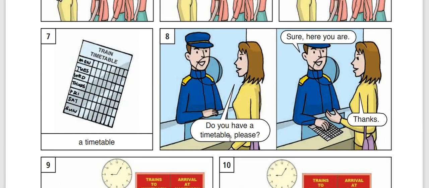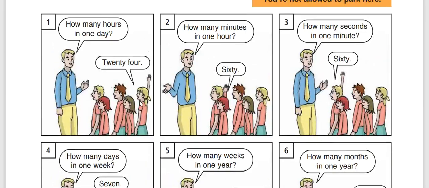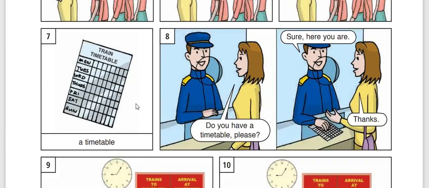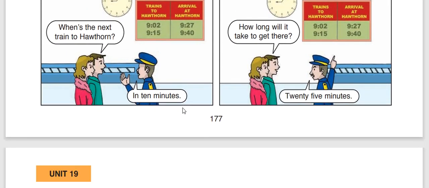Picture 8. Do you have a timetable, please? Sure, here you are. Thanks. Picture 9. What's the next train to Hawthorne? In 10 minutes. Picture 10. How long will it take to get there? 25 minutes. Let's revise this. Picture 1, picture 2, picture 3, picture 4, picture 5, picture 6, picture 7, picture 8, picture 9, picture 10, and that's all about this page. Let's move to the next one.